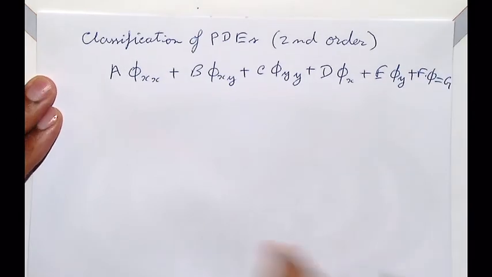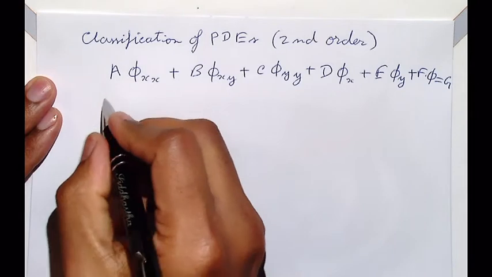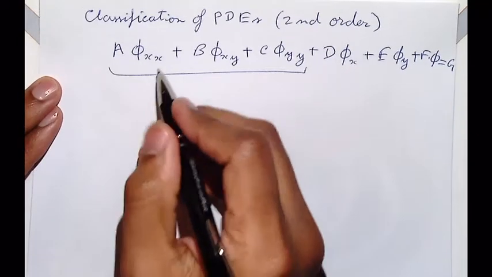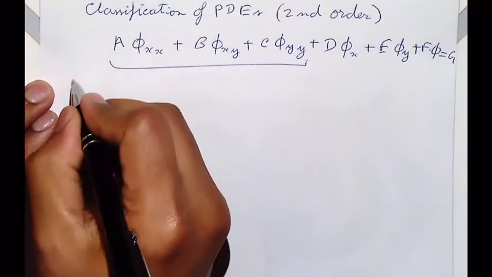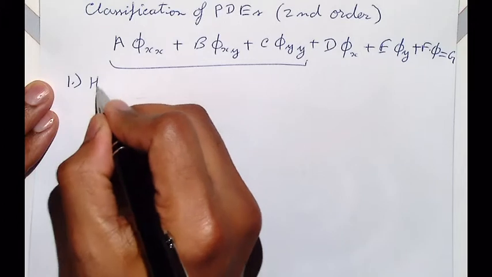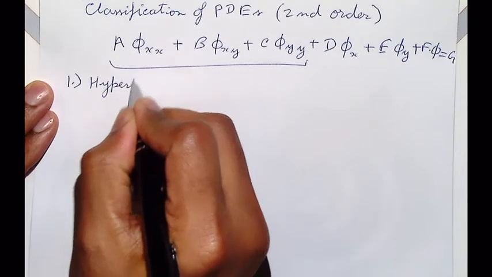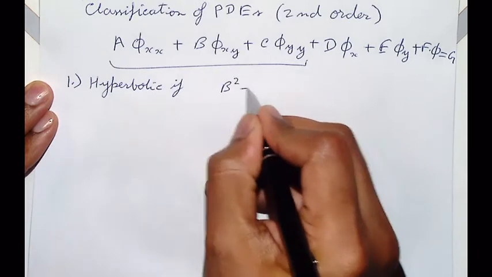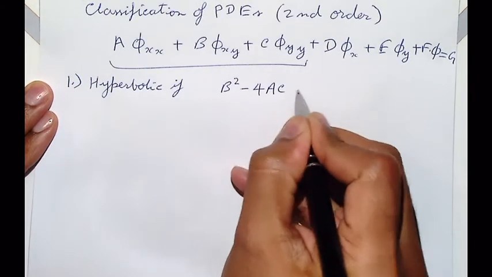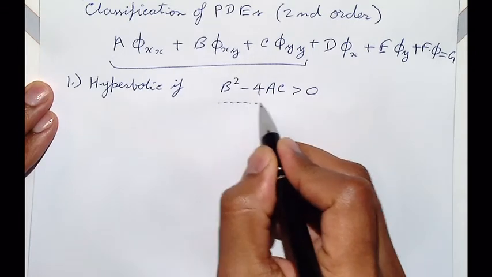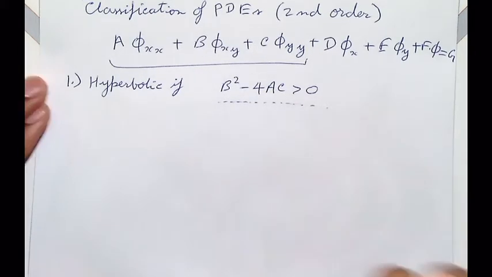Okay, so what matters here are the high order derivatives. And so we say that this PDE is hyperbolic if b squared minus 4ac is greater than 0. And this basically looks like the solution of the quadratic equation.